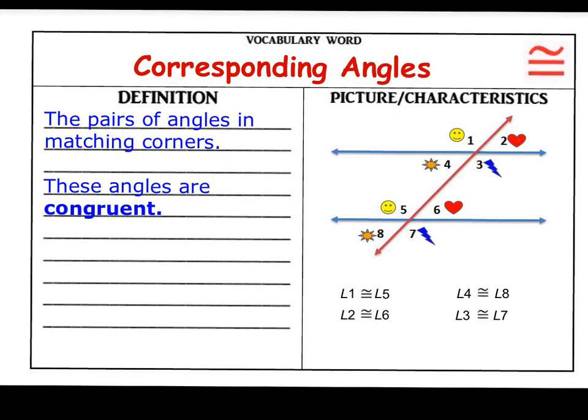Angle 2 and angle 6 are in the same matching corner. Those two angles are congruent. And lastly, we have that angle 3 and angle 7 are corresponding angles. So those two angles are congruent. They have the same angle measurement. Go ahead and pause the video and copy the definition.